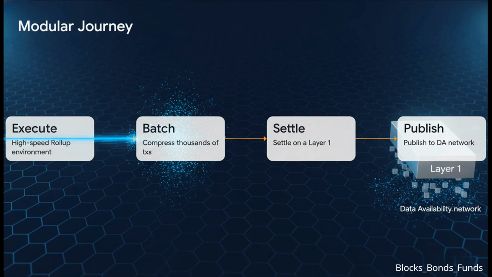So let's track a single transaction as it races through this new ecosystem. First, it executes at lightning speed up in a rollup. Second, it's batched and compressed together with thousands of other transactions. Third, it settles down on a highly secure layer 1, like Ethereum. And finally, the records are published over to a data availability network. It's basically a highly optimized cryptographic relay race.